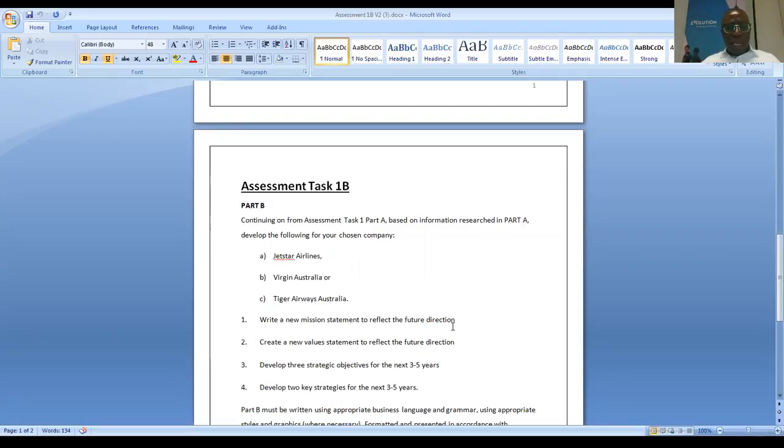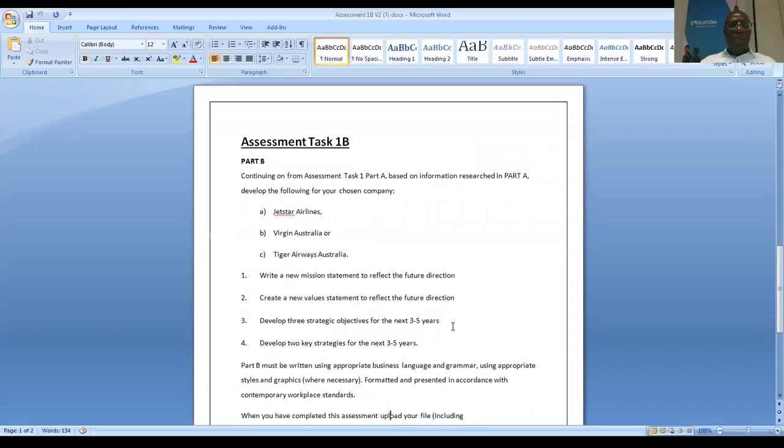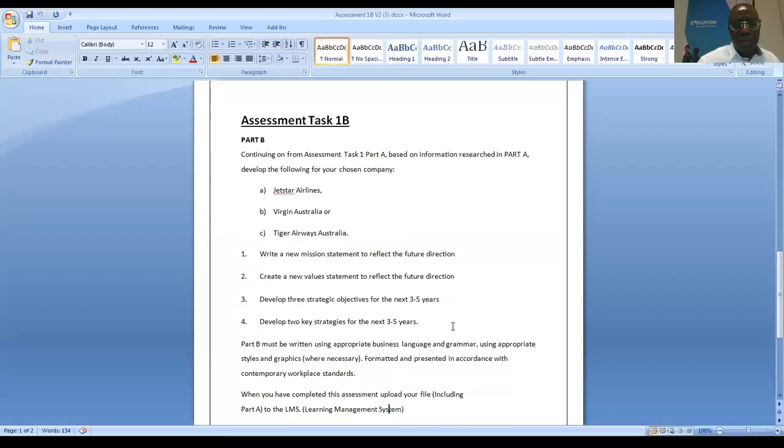Based on the information in part A, develop the following for your chosen company. Okay, so you might have chosen Jetstar, Virgin, Tiger, and now you're going to write what is their mission statement to reflect the future direction. Create a new value statement to reflect the future. So remember, we're talking about the future. What is their new mission statement? What is their new value statement? And develop 3 strategic objectives for the next 3 to 5 years, right? Develop 2 key strategies. So you need 3 objectives and 2 strategies for the next 3 to 5 years.